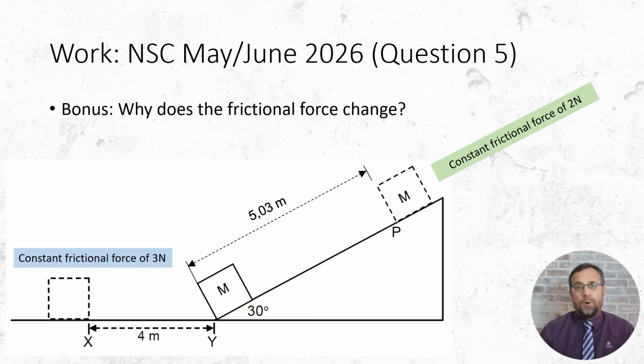This was not part of the question, but this is the kind of question you can expect in the final exams. Why does the frictional force change? Here it is 3 newtons and now it decreases to 2 newtons.